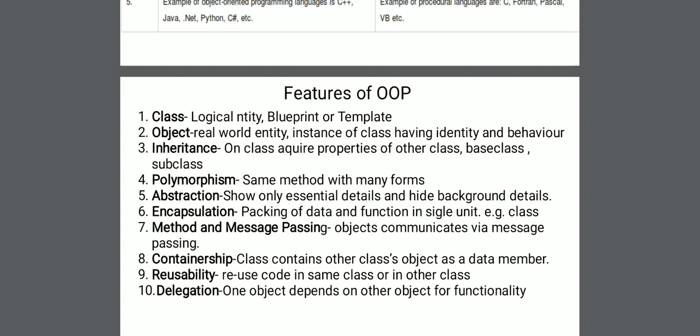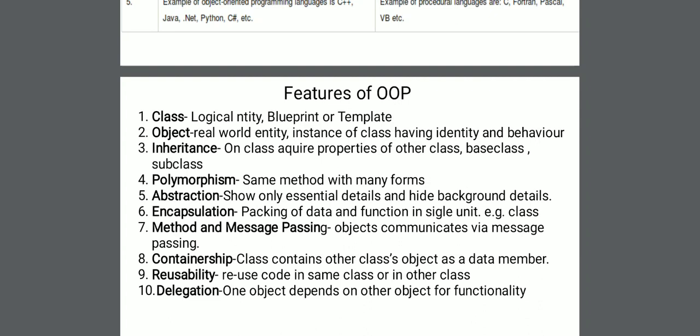Means class B will have its own data, along with it will have the data from class A. Similarly, class C will have its own data along with the data which is inherited from class A. So such a feature is called inheritance, and this is a feature of object oriented programming.